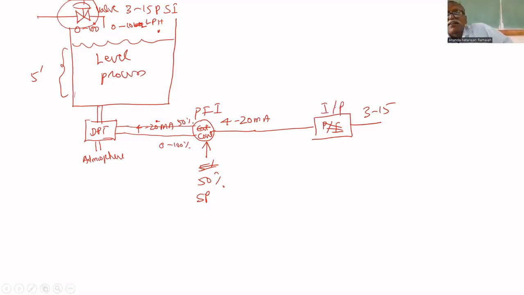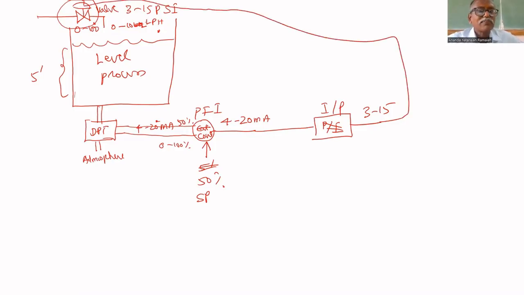The I to P converter converts that 4 to 20 milliamps into 3 to 15 psi. That 3 to 15 psi is connected to this valve. This is the experimental setup. In this, you have to do the experiment. Now I will explain, as you may have some confusion so far.